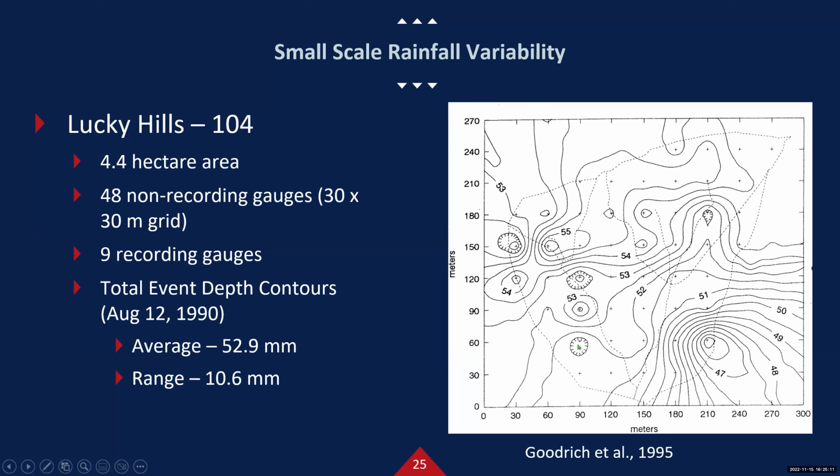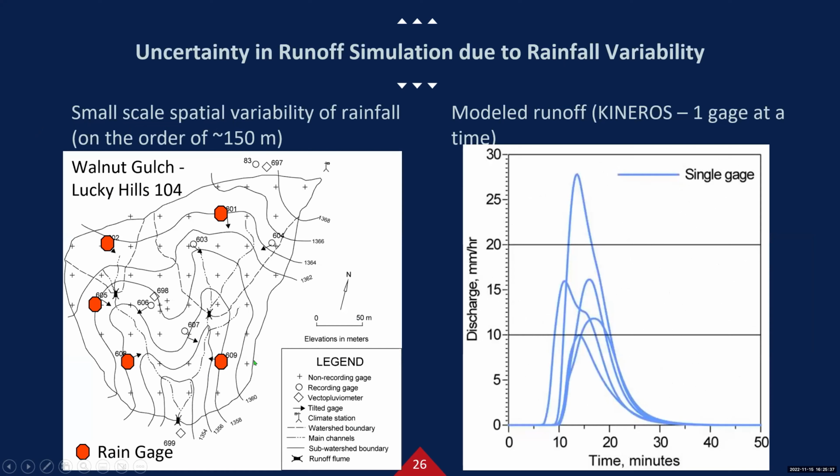So this is total depth, but you can see it goes from a low level of about 45 millimeters up to 56 or 57 here. And again, the average is 52, but a range of 20%, 10% on either side of this value. And that makes a lot of difference in this small watershed. Now, if you have a big watershed, a lot of this variability will get washed out.